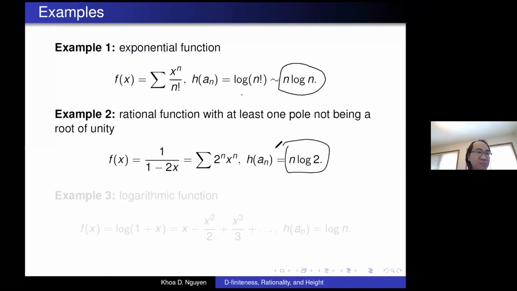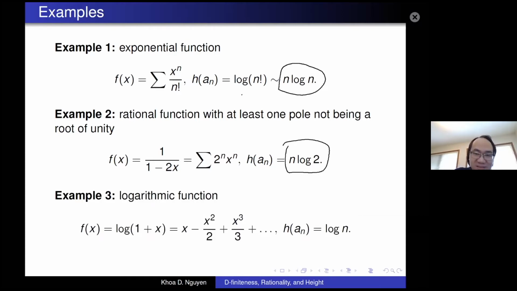The next example is a logarithmic function. Again, here it is first year calculus. You get this power series, and the height of a_n is log n. And I want to emphasize that we have this function as a growth of the coefficients. All right, so now let's talk about the next two examples.